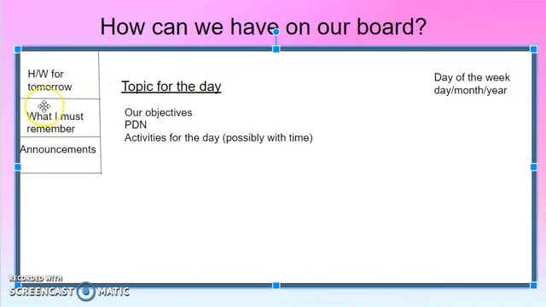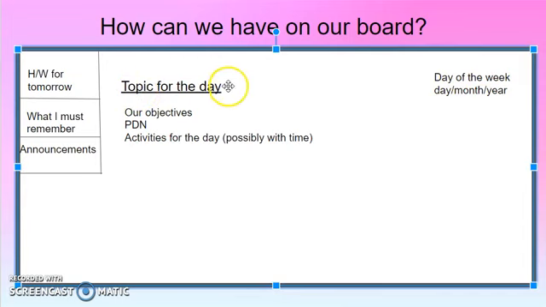Here's things about what must I remember. For example, remember to bring your special colors tomorrow, or remember that you need to bring a different book tomorrow. Announcements, maybe announcements for the term. Look, this is just an idea. You can have them anyway and anyhow you like. You can always have the day of the week, so Monday, Tuesday, Wednesday, the day, the month, and the year. Get kids into the pattern or the routine of having this on their pages.